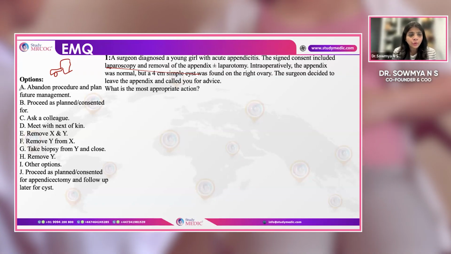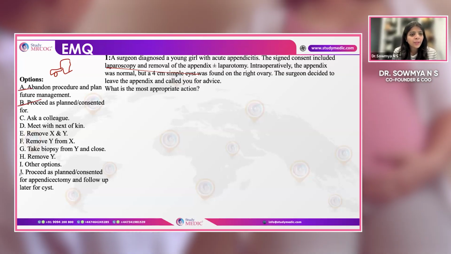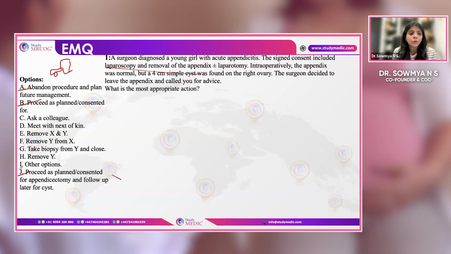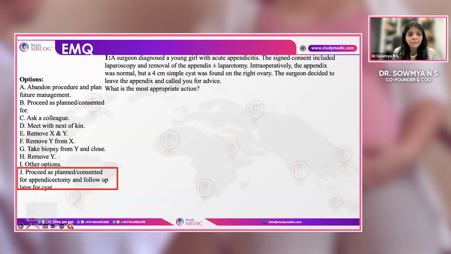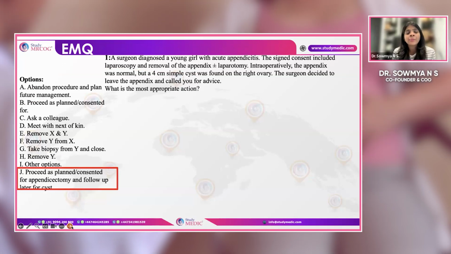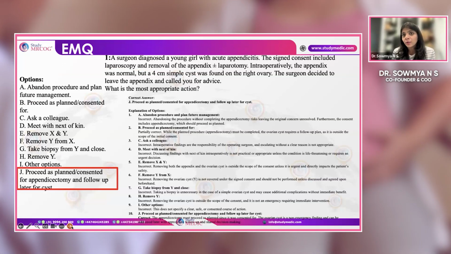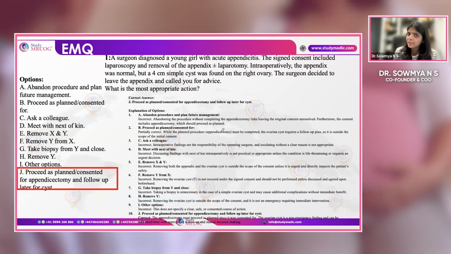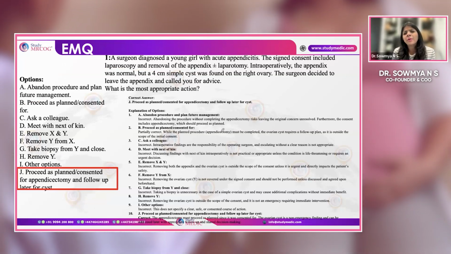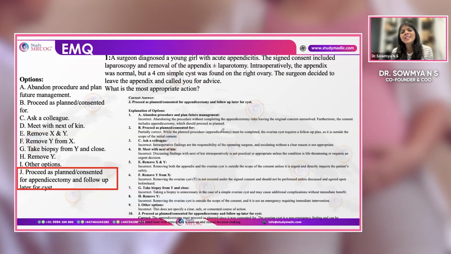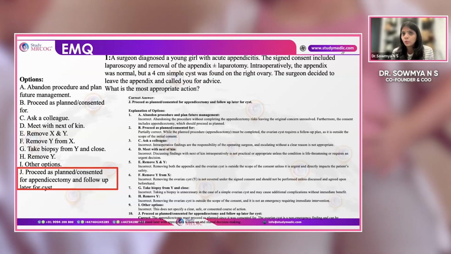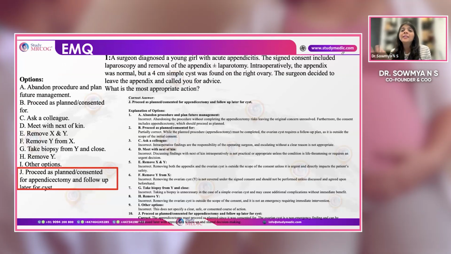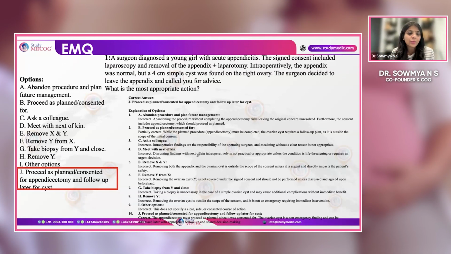So whether you want to abandon the procedure planned and consented for, the appendicectomy, and follow up later versus. This is much more practical. And why I have given this as an option, because there could be a lot of other options, and why I'm choosing this is simple cyst. I'm not at all worried about this cyst right now. When the surgeon calls me as an obstetrician, I'll go have a look and I'll say, okay, fine, this is a simple cyst. Don't worry, you can proceed with your appendicectomy and send me back for the follow-up of the cyst, right? So that is what you would be doing.